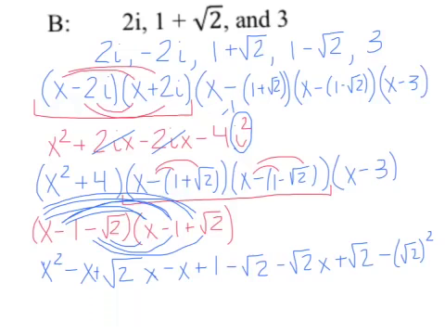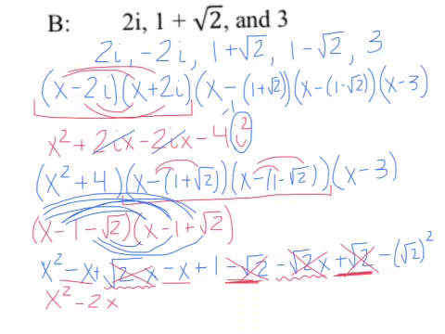Now we need to combine our like terms. So x squared is all by itself, so we'll just put an x squared down here. Then we have a negative x and a negative x, so that gives us a negative 2x. We have a positive square root of 2x and a negative square root of 2x, so those will cancel. I'll come back to the 1. We have a negative square root of 2 and a positive square root of 2, so those cancel.